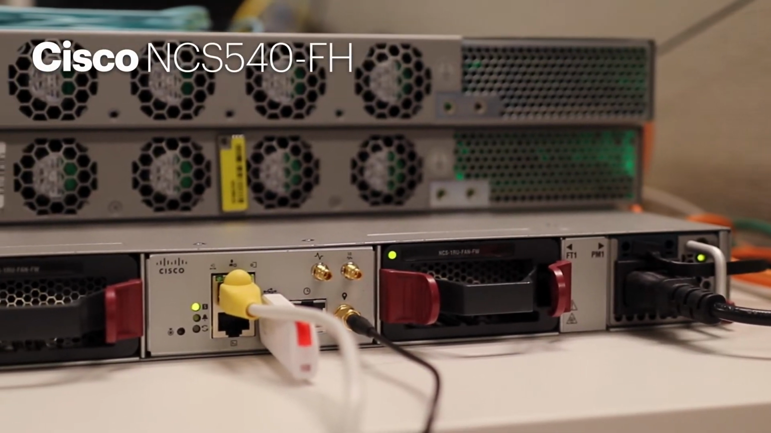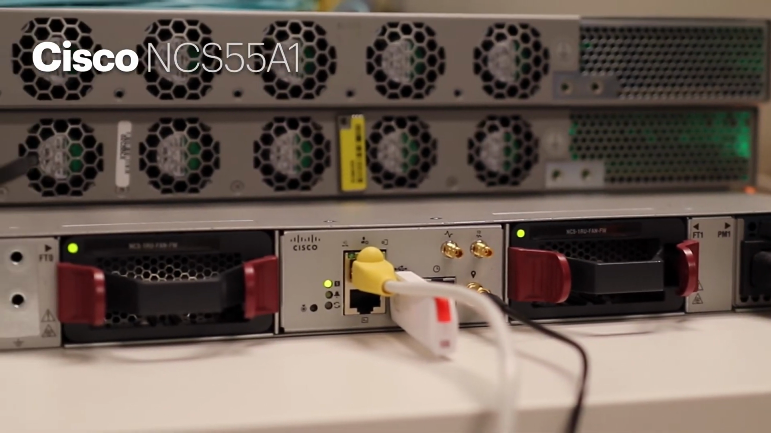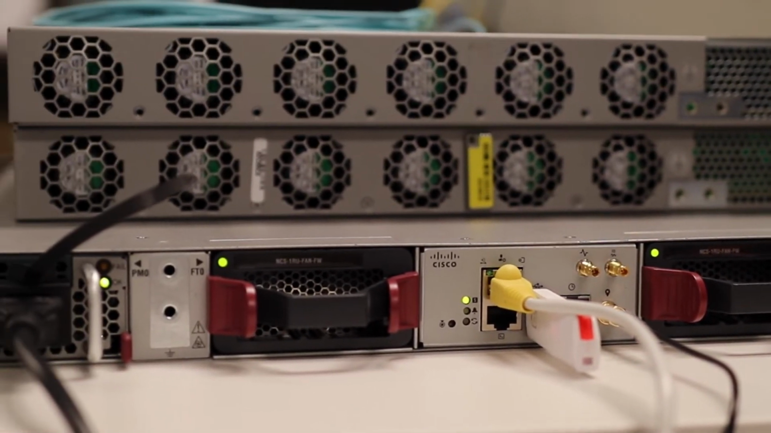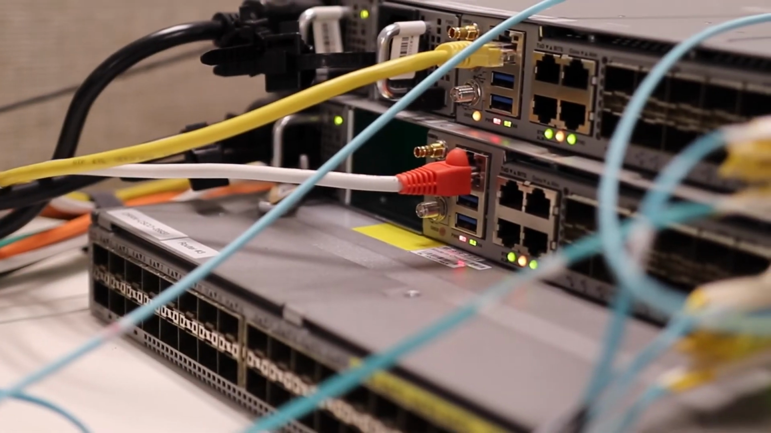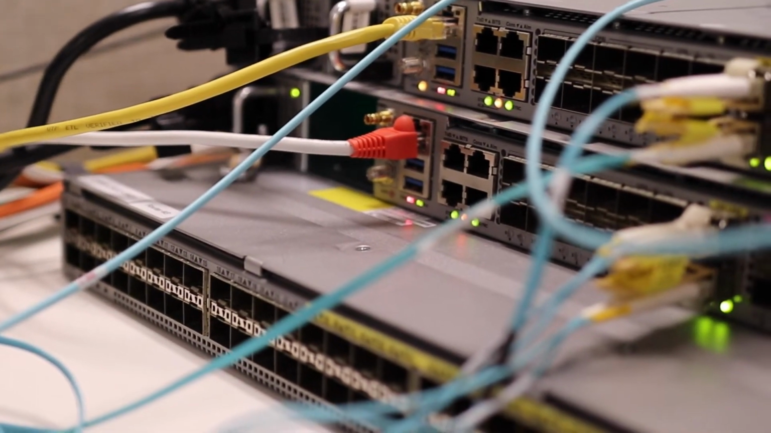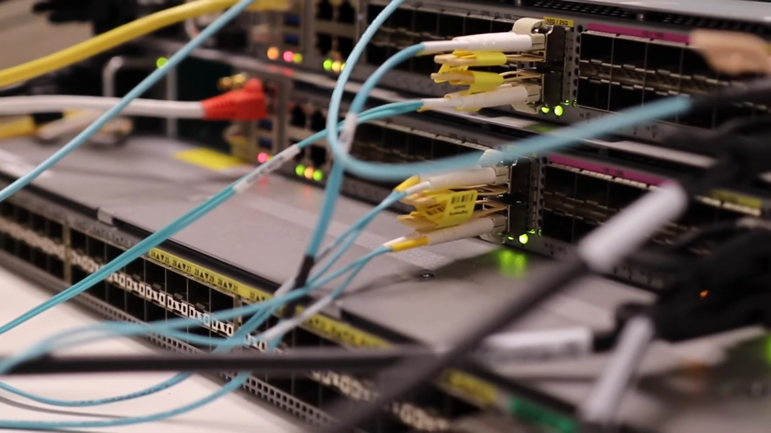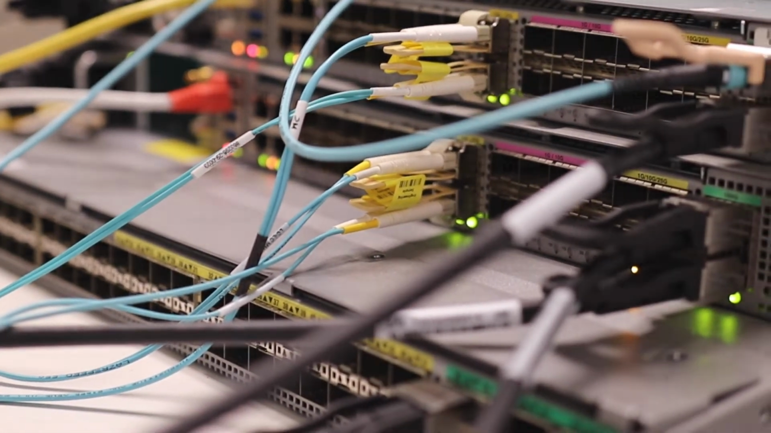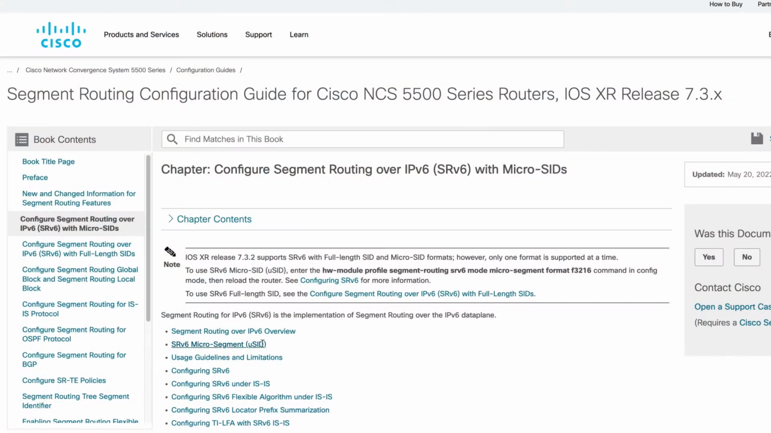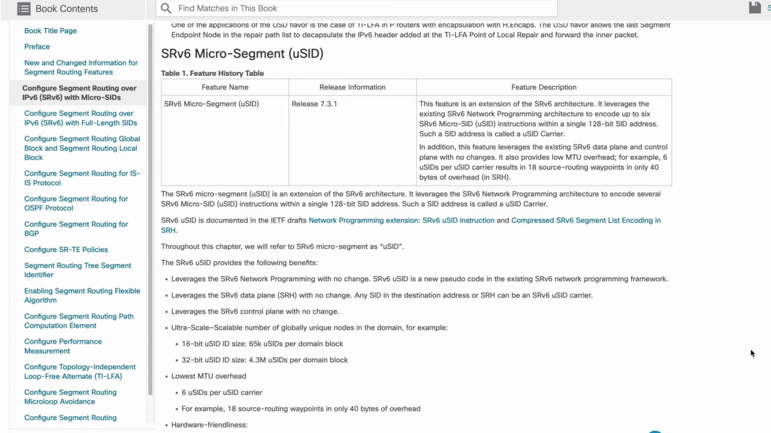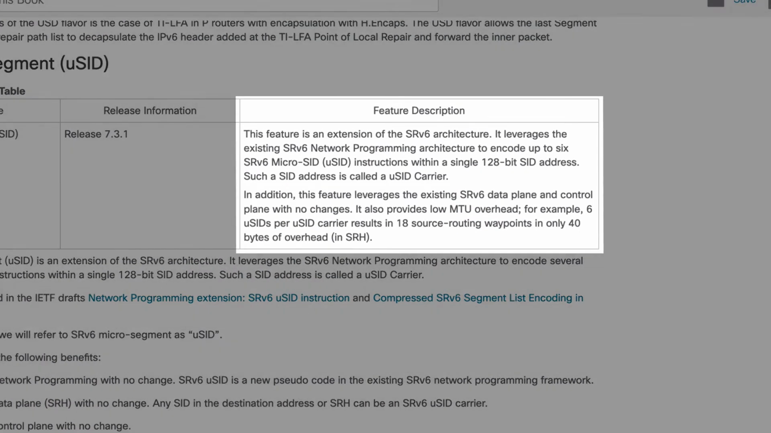Cisco NCS540FH and NCS55A1 routers are used to build the 5G xHaul transport between RU and DU as part of the ring topology. The transport network is configured with SRv6 uSID to carry L2 fronthaul traffic over an SRv6 EVPN slice, while L3 management and additional background traffic is carried in an L3 VPN slice.